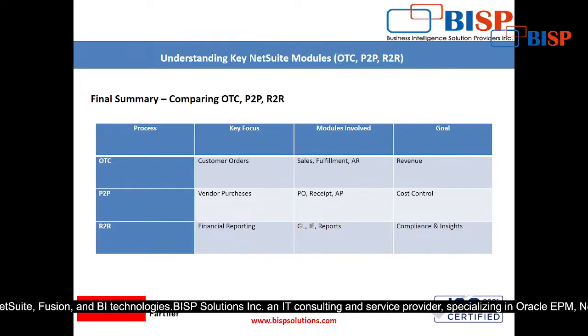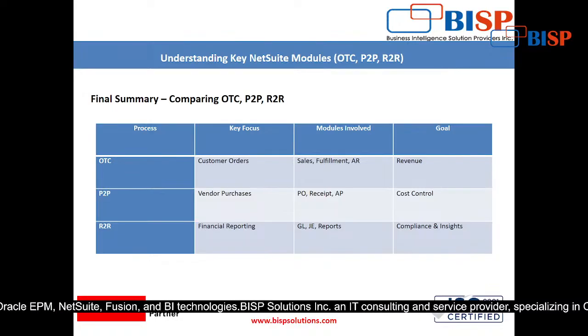Then R2R, record to report, is just inserting the transactions and then showing them in the reporting. The BA must know exactly what transactions will be visible at what point of time. For example, in the order to cash process, as soon as the invoice is created, the GL impact will show a posting entry; otherwise it will be a non-posting entry. So only when the invoice is created will it show a posting entry.